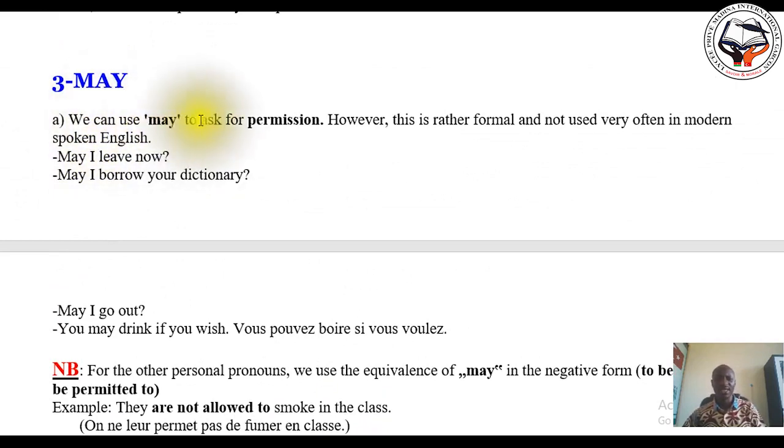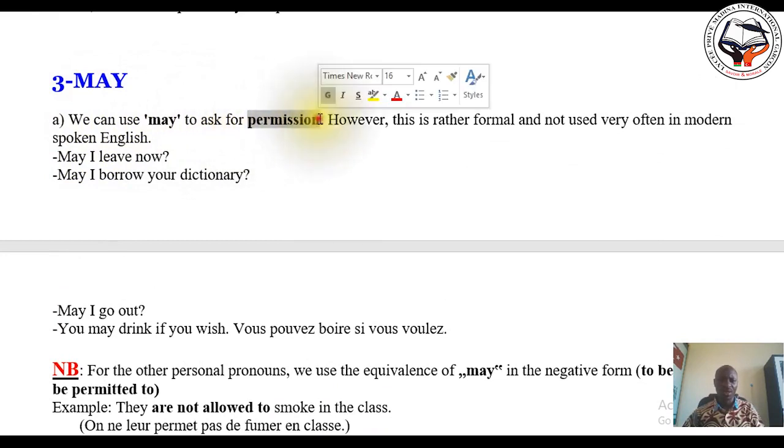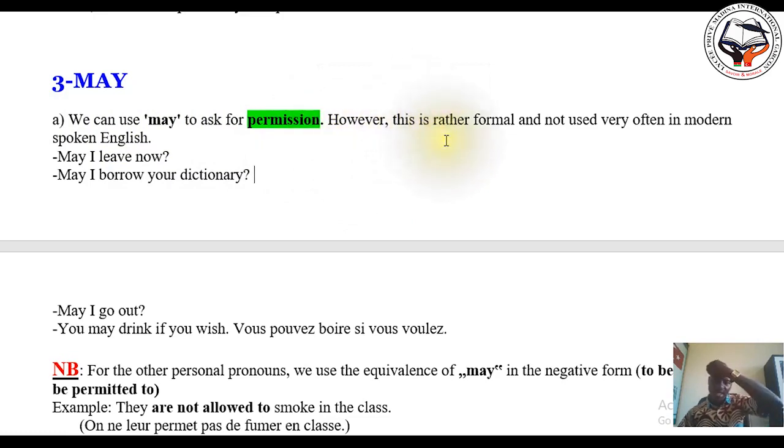You can use may to ask for permission. However, this is rather formal, and it is not used very often in modern spoken English. Okay, we can use it if you want to ask permission. We can use may, right?